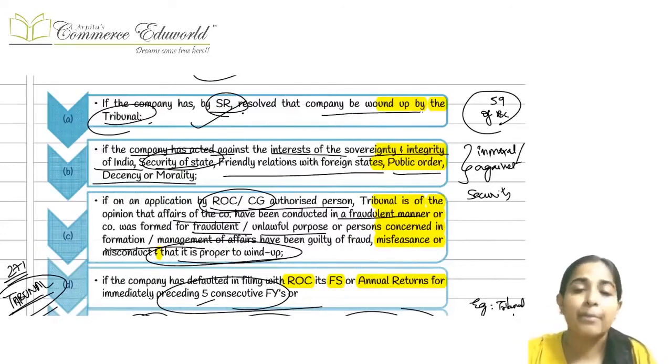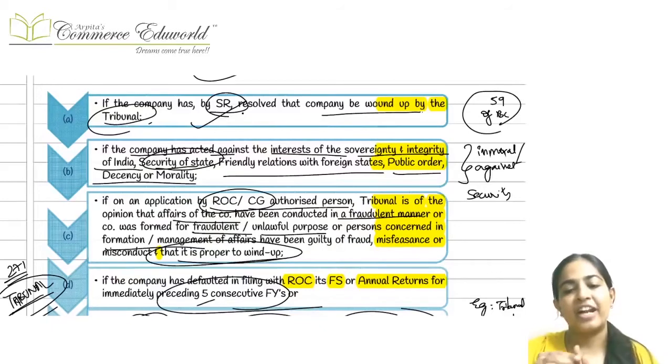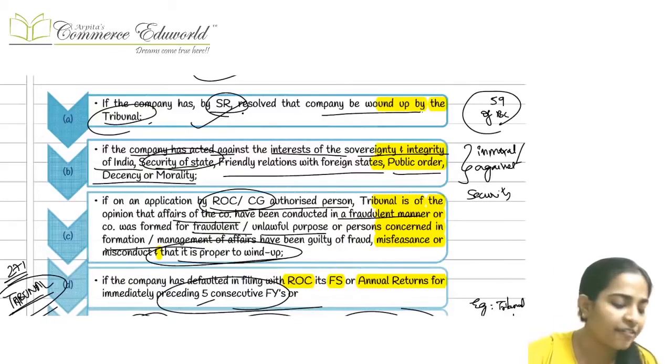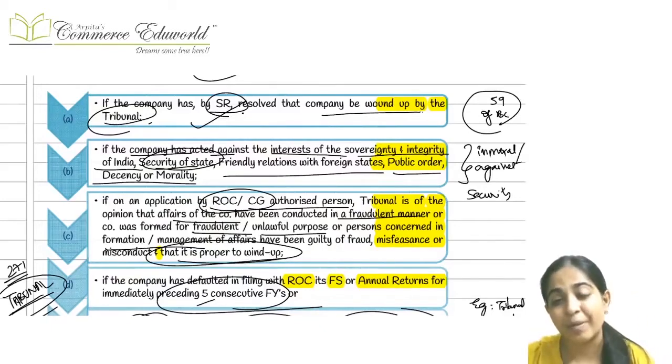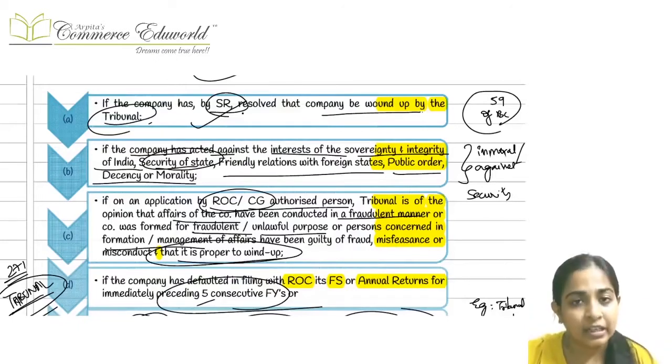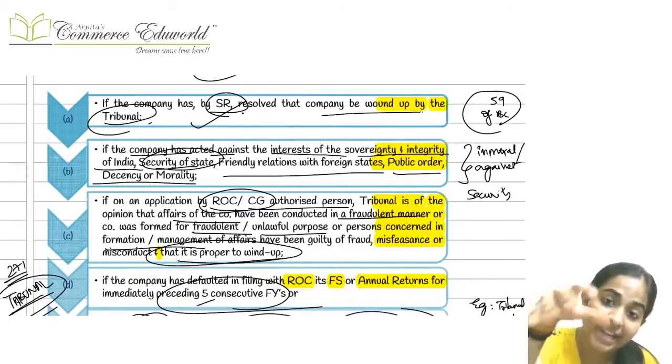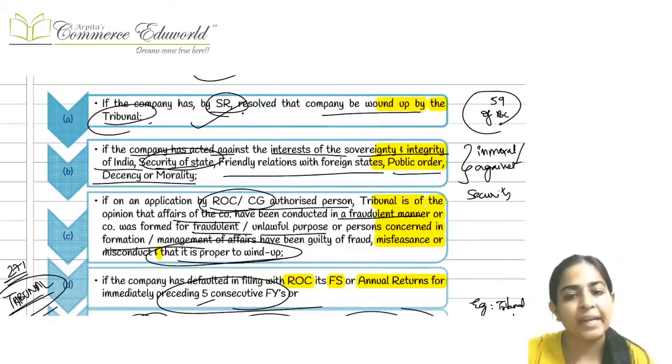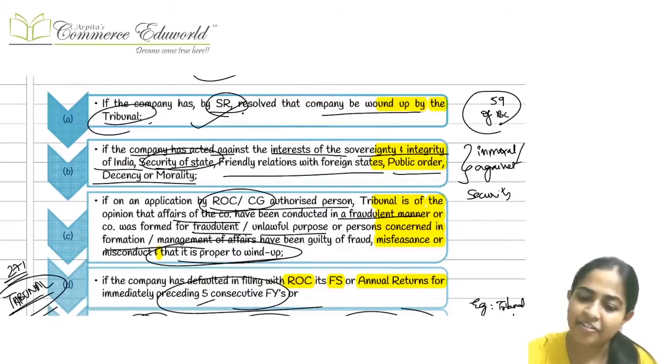Or if the tribunal is of the opinion that the affairs of the company are not being managed properly, that it is managed in a fraudulent manner, or it is going on for an unlawful purpose, and it is proper to wind up the company, then the tribunal can wind up this particular company.